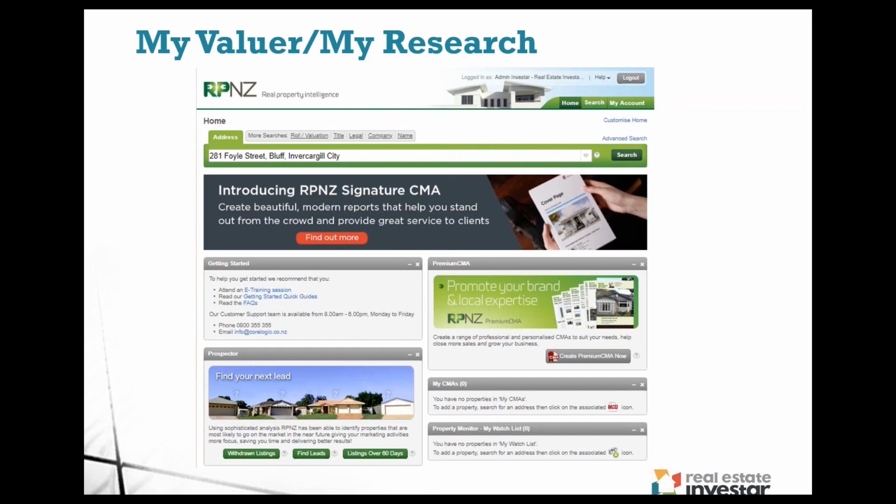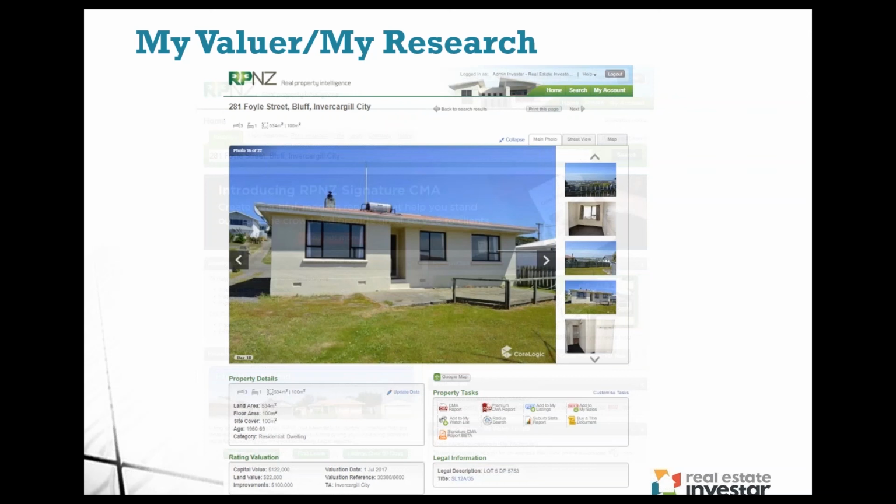Now, that property that we're just looking at in Fall Street, Bluff, I'm going to use this as our example and show you the rationale of how I came about the outcomes I did. So we just put our property address in and press search, and our property comes up. Now, you can see all the information. This is important to us.